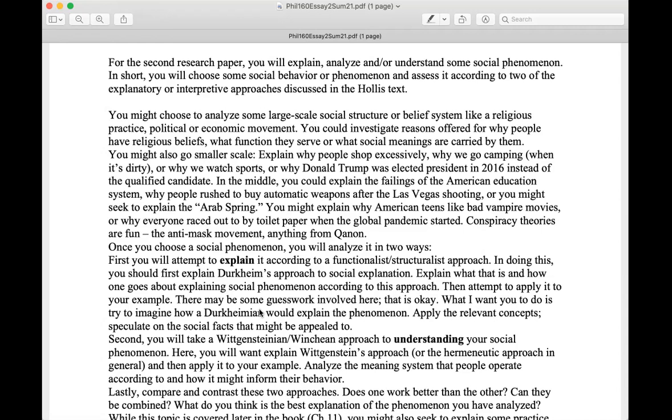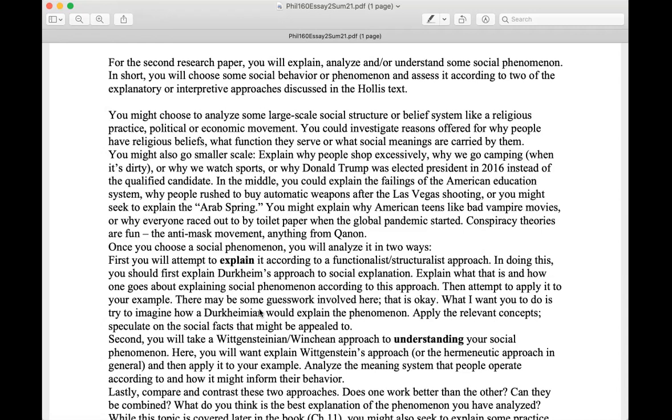So again, what you're going to want to do here is tell me about the Wittgenstein-Winch approach to understanding. Tell me that first, and then say, if somebody's going to take this approach to my example, my social behavior that I'm addressing in this essay, here's what they would say about it. So again, it's similar to the first paper in that you're doing these two theoretical approaches.